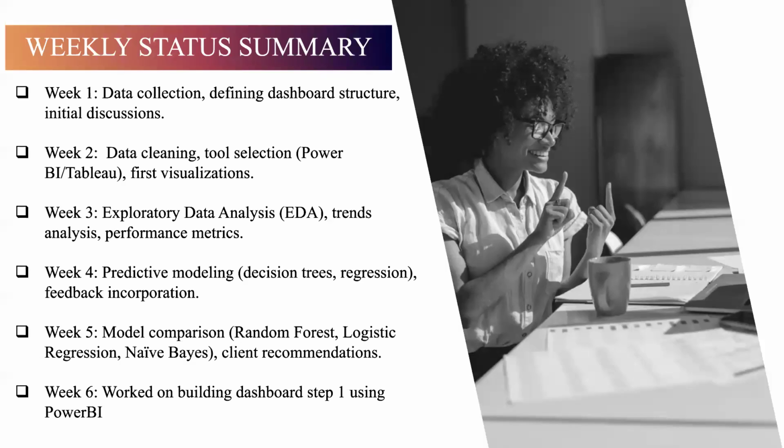So this is our weekly status summary. From week 1 to 6 we did things like data collection, defining dashboard structure, data cleaning, EDA, and predictive modeling. Then we compared three models: random forest, logistic regression and naive bayes, to get the best model. Then we started building the dashboard, step 1, using Power BI.